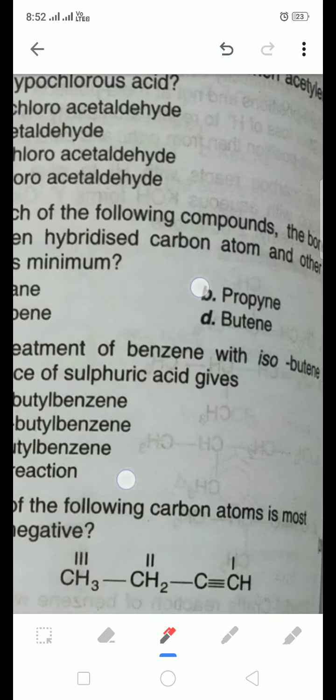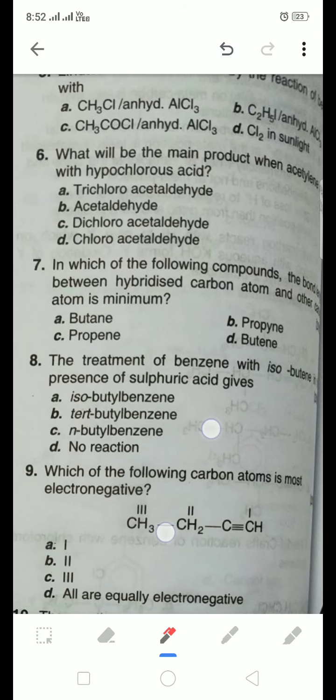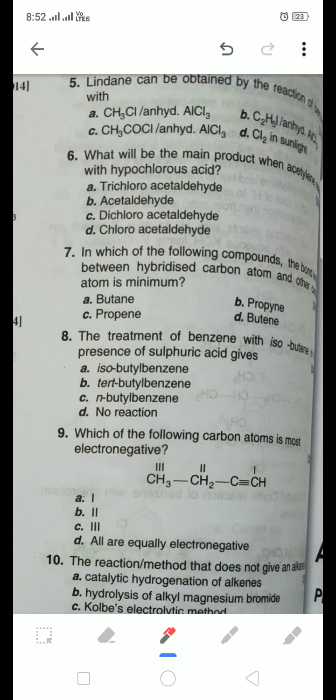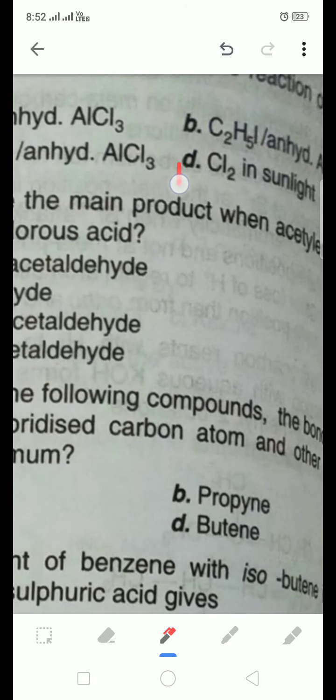Okay, so let's move on to the next question. The question is, lindane can be obtained by the reaction of benzene with. So how do we obtain lindane? Well, if you know lindane, it is gammexane. Gammexane is when we add chlorine to all the double bonds of benzene. So how do we do it? We put benzene with Cl2 in sunlight. That's how we get gammexane or lindane.